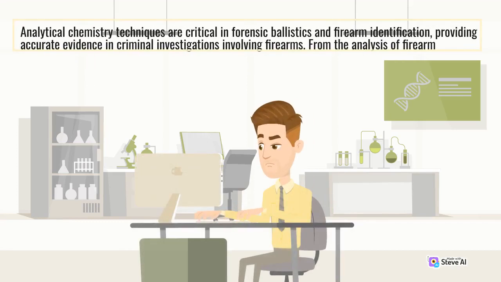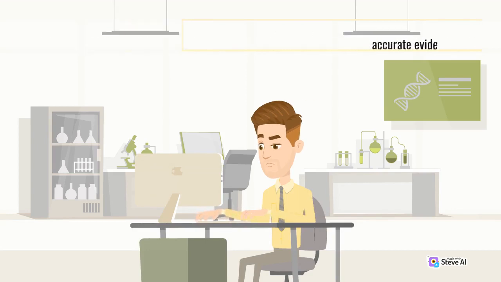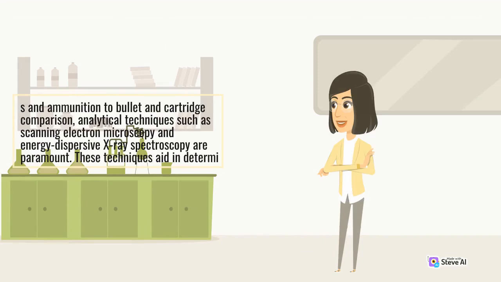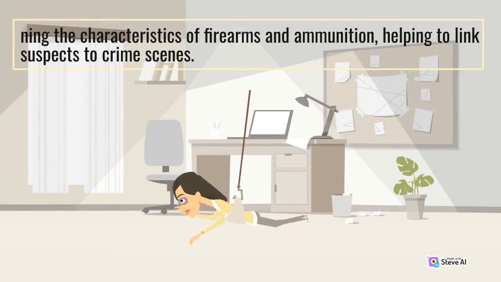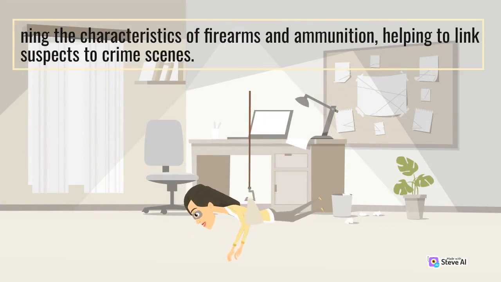Analytical chemistry techniques are critical in forensic ballistics and firearm identification, providing accurate evidence in criminal investigations involving firearms. From the analysis of firearm and ammunition to bullet and cartridge comparison, analytical techniques such as scanning electron microscopy and energy dispersive X-ray spectroscopy are paramount. These techniques aid in determining the characteristics of firearms and ammunition, helping to link suspects to crime scenes.